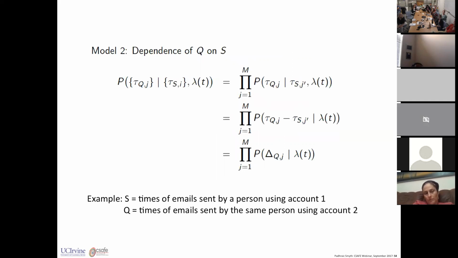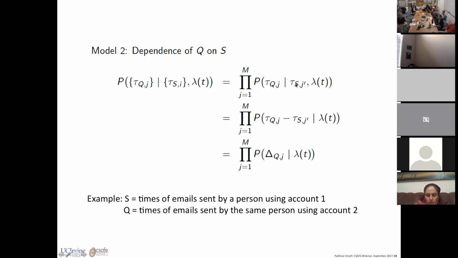The second model, where there is actual dependence, would then have that the taus in the Q stream are dependent on taus in the S stream, not on the preceding Q. And there are different ways you could parameterize this. Here, I just assume that there's no dependence of Q times on other Q times.